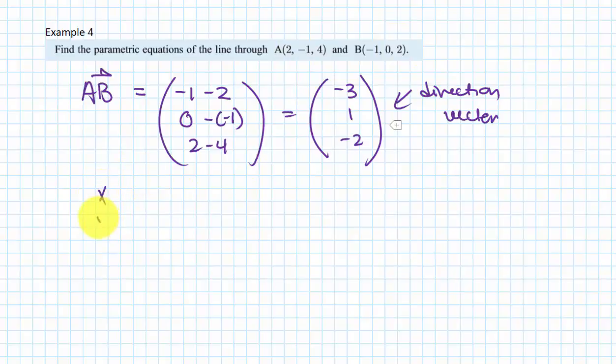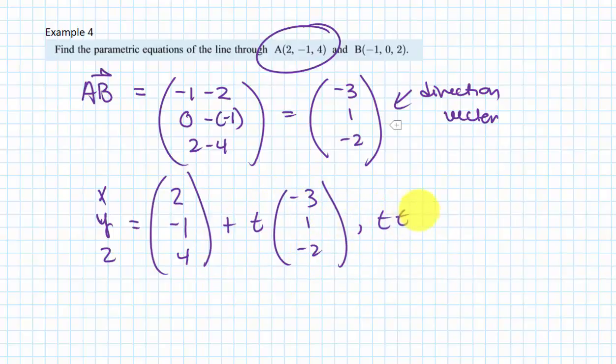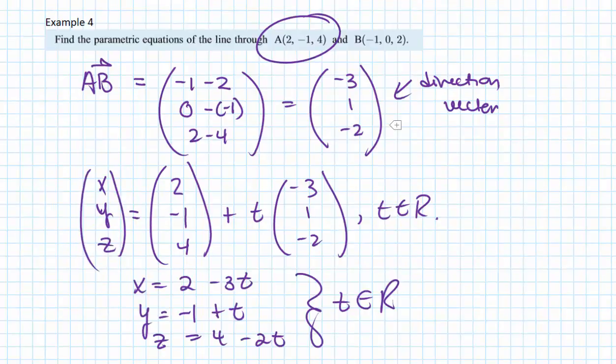So we can set up x, y, and z. I'll just use the first point: (2, -1, 4) plus t, and then our direction vector. This t is an element of the reals. And it's asking us to put together the parametric equation. So why don't you guys try that, and then you can double check with mine. And there is the answer.